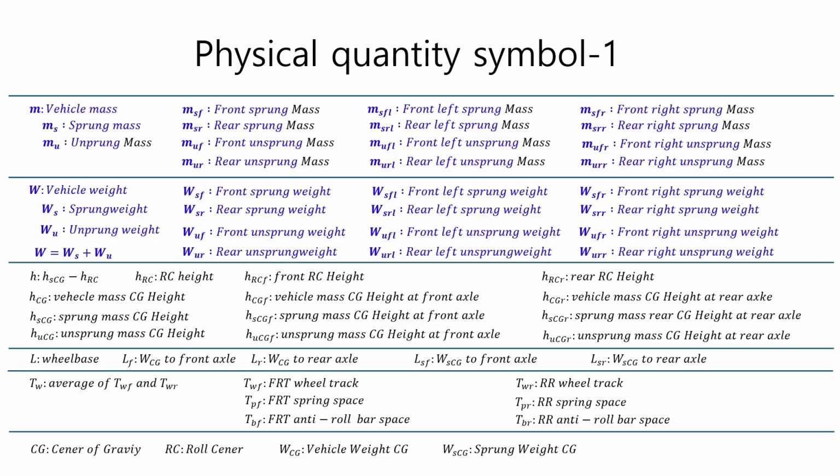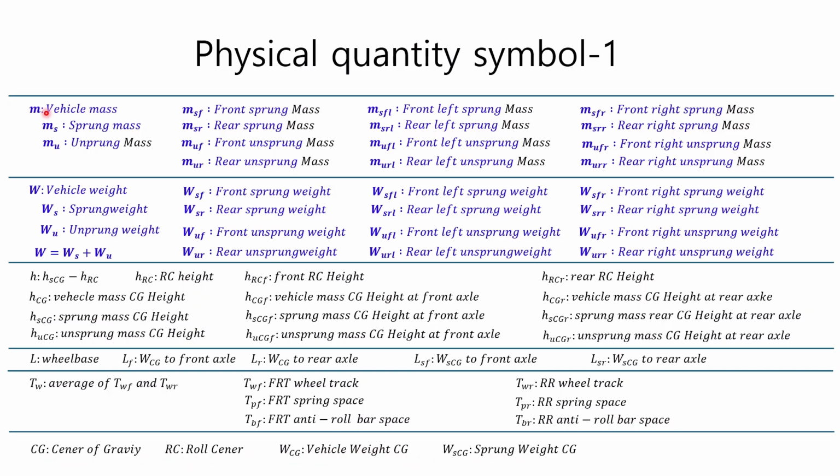Here and on the next slide, I've listed the physical quantity symbols used in the equations used in this video. The first row lists the types of mass, the second row lists the types of weight, the third row lists each center of gravity location, the fourth row lists the types of longitudinal vehicle length, and the fifth row lists the types of transverse length.